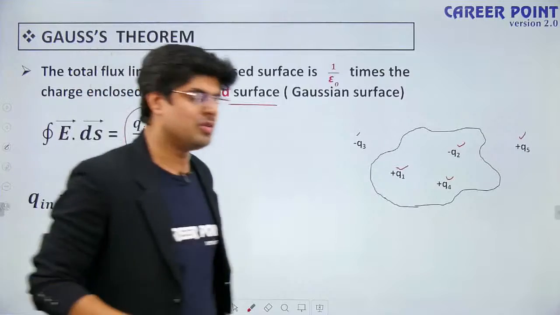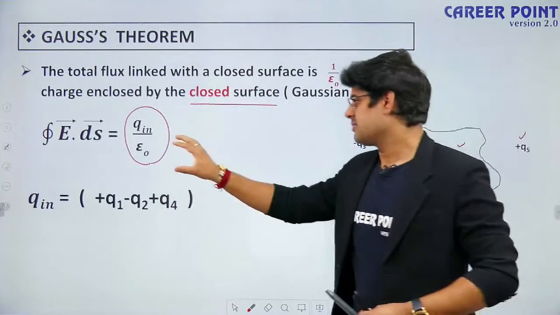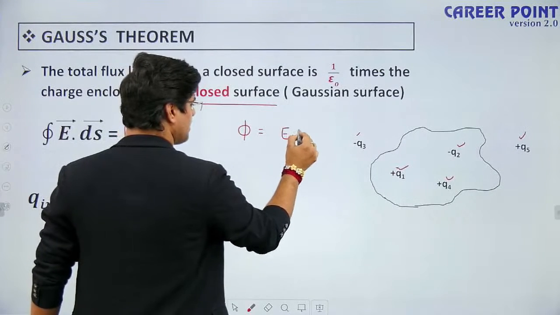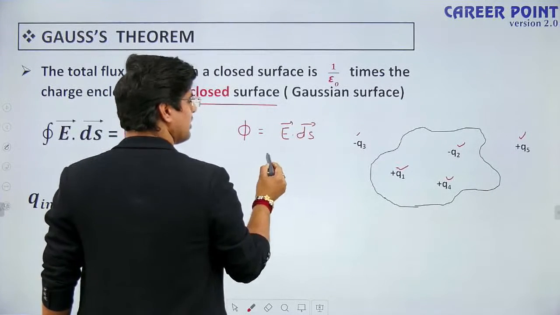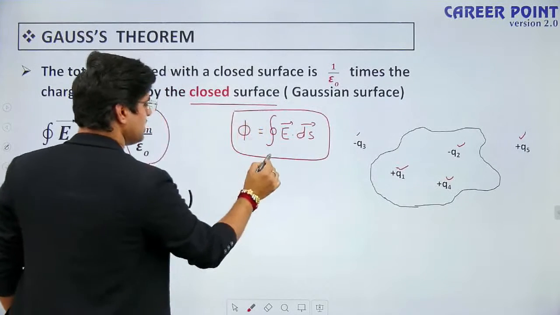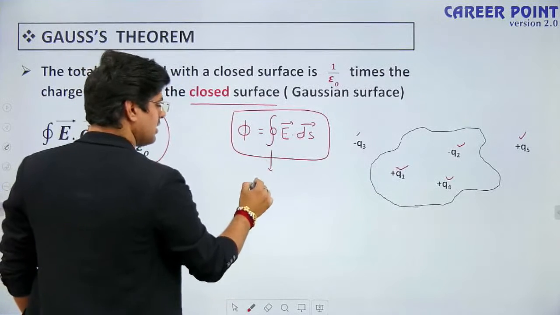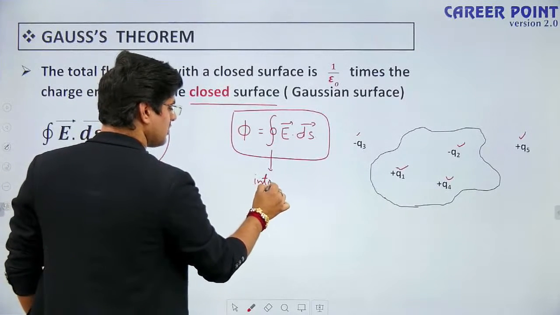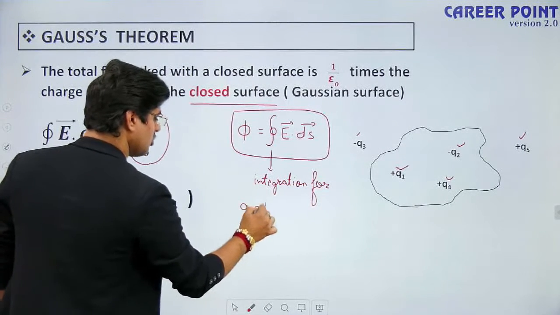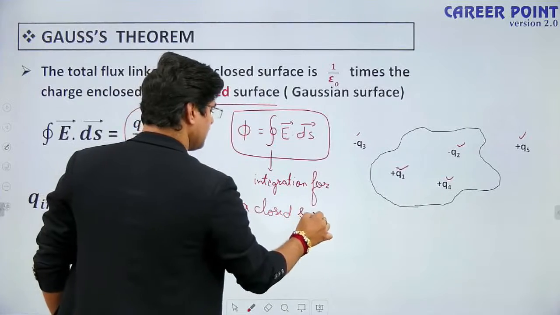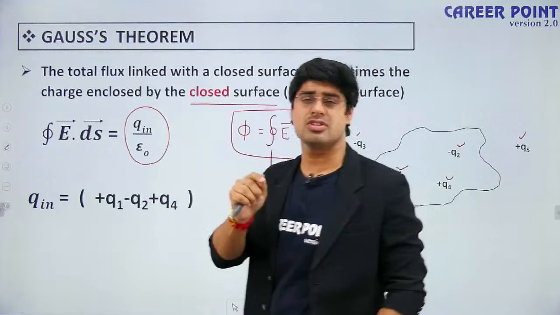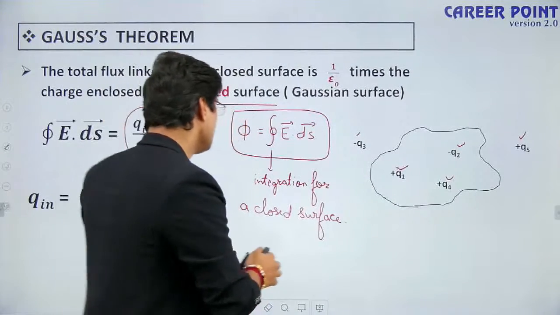According to Gauss's law, we write this expression: flux phi is equal to the closed integral of E dot dS. What is the meaning of this symbol? This symbol means integration for a closed surface. Hence, Gauss's law is applicable only for closed surfaces.